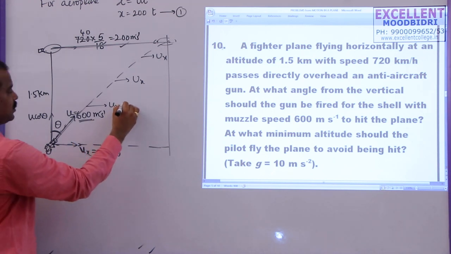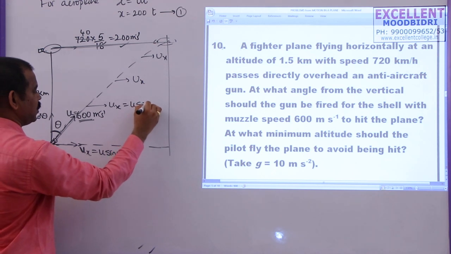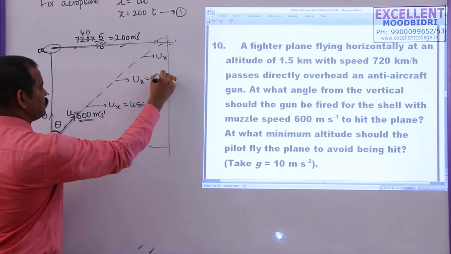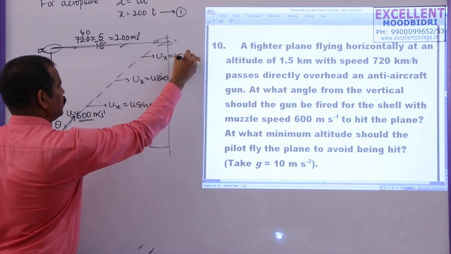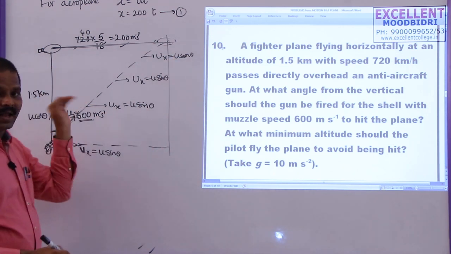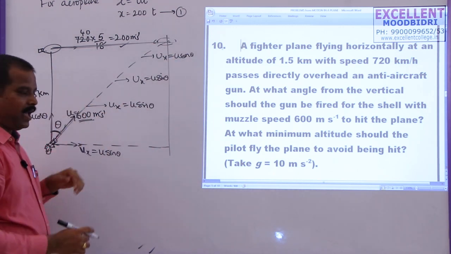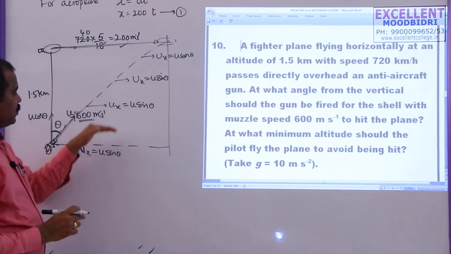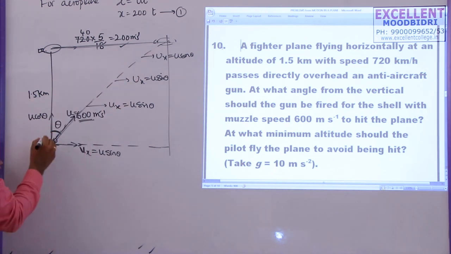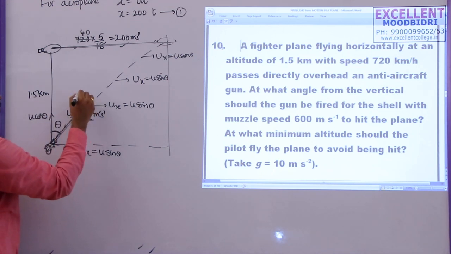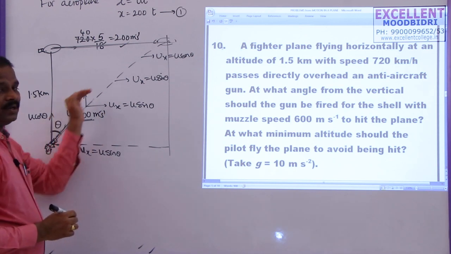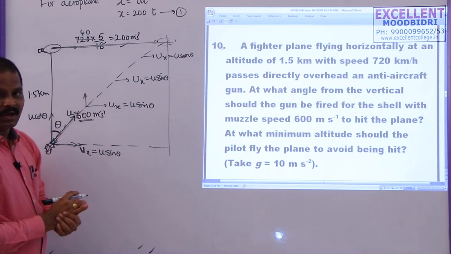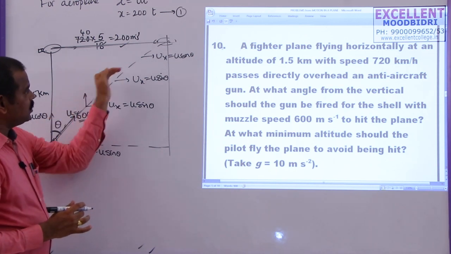So what is the horizontal velocity here? u sin theta. Here this is u sin theta. This is also u sin theta. Horizontal velocity is generally u cos theta if the angle is with the horizontal, but if the angle is with the vertical, this will become u sin theta, which remains constant. But what about this vertical velocity? This is u cos theta. Here it is u cos theta minus gt. So it keeps on decreasing. This vertical velocity continuously decreases.